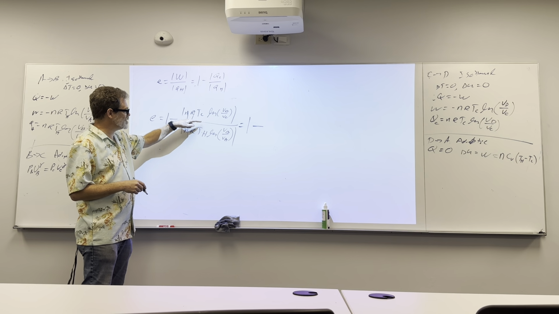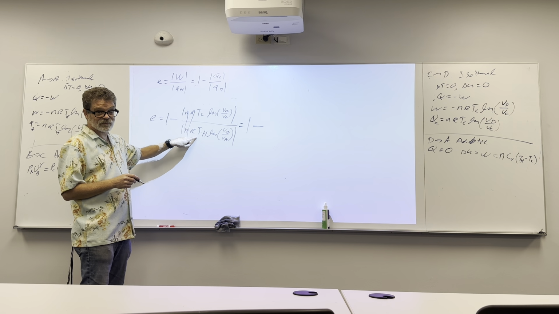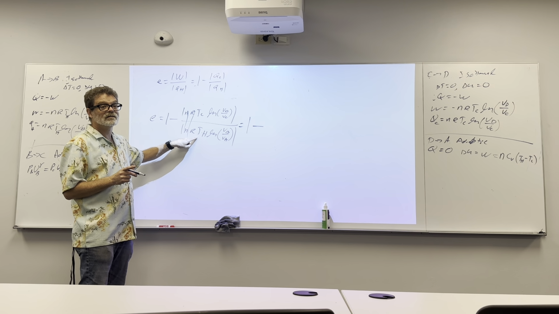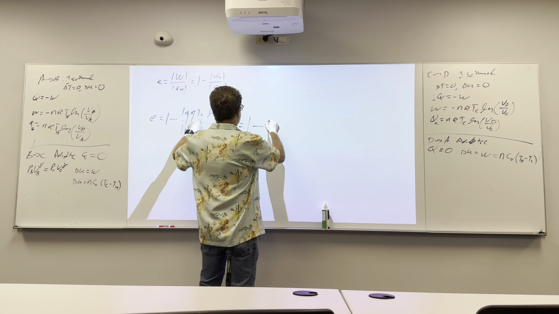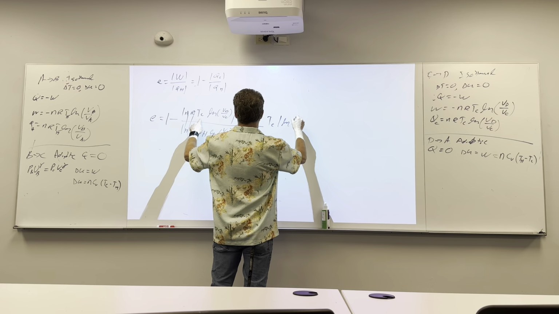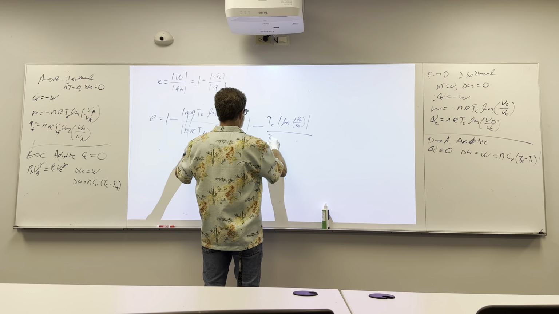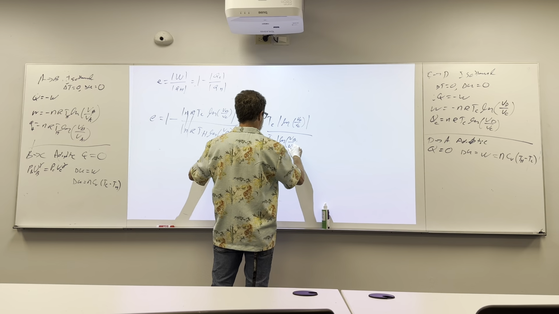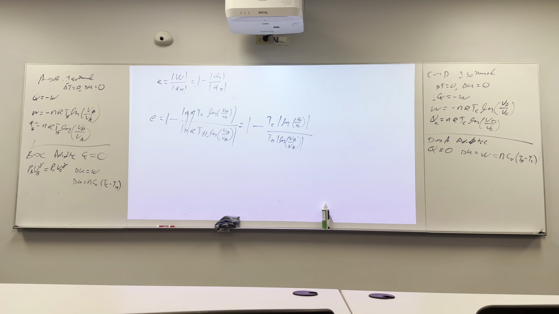What do you know about these T's, T_C and T_H? What units are they in? Celsius or Kelvin? They have to be in Kelvin, they can't be in Celsius. So what does that mean in terms of their sign? Positive. So I can pull them outside the absolute value. So I have 1 minus T_C times ln(V_D over V_C), divided by T_H times ln(V_B over V_A). This looks pretty good, but I can simplify it a little more by using the relationships.